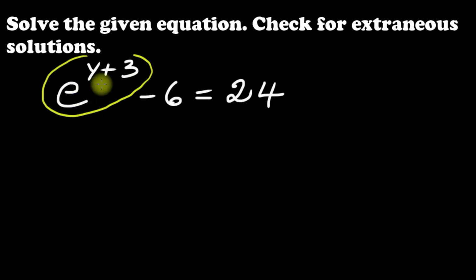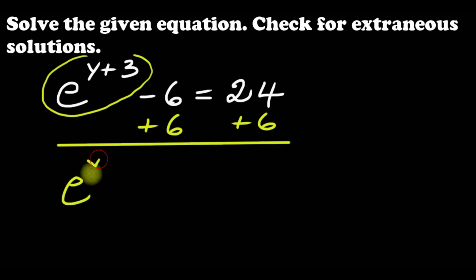To isolate the exponential expression, you would have to add 6, to get rid of the minus 6. So add 6, add 6. Bring down e to the y plus 3. This adds up to 0, and then you have 30 on the other side.